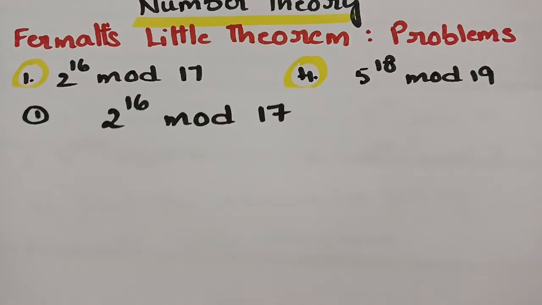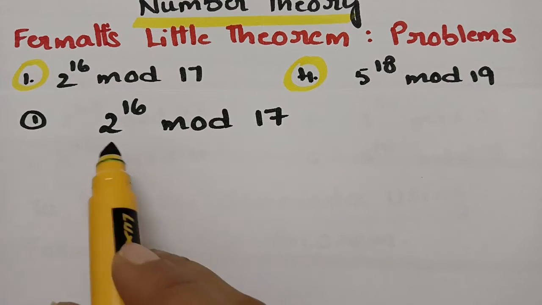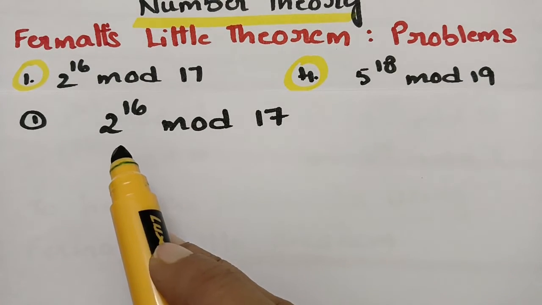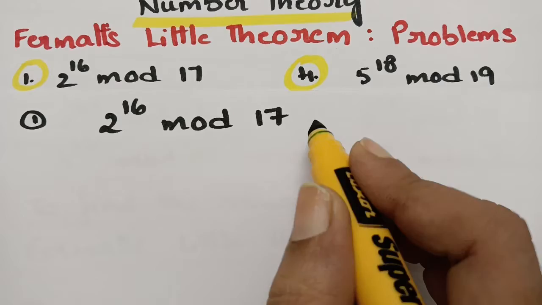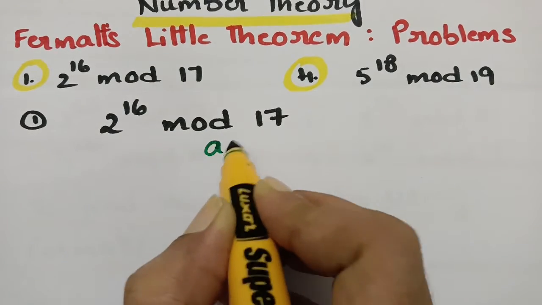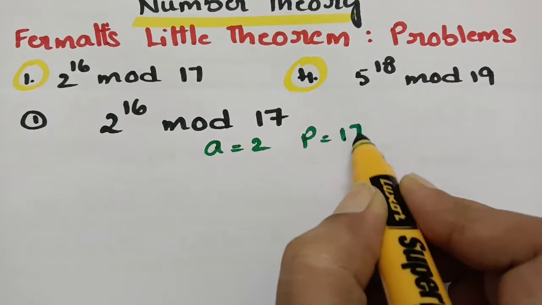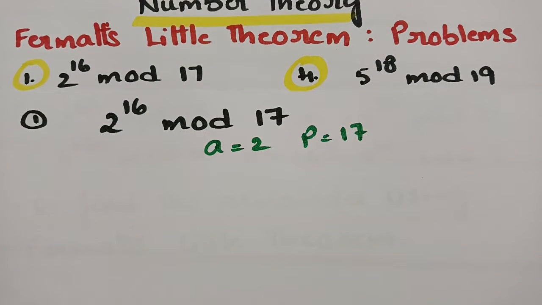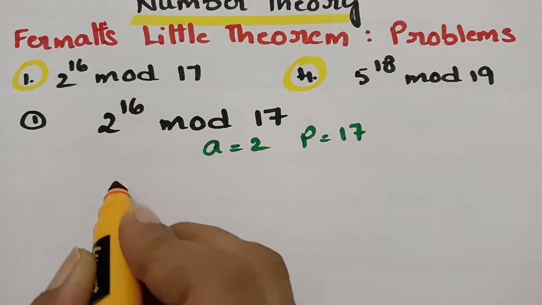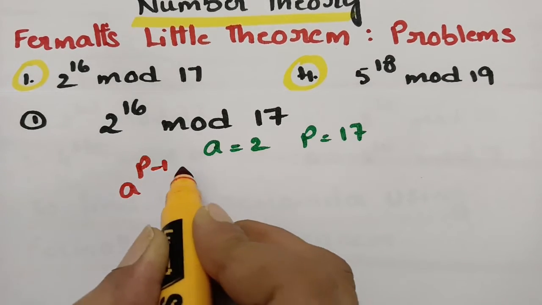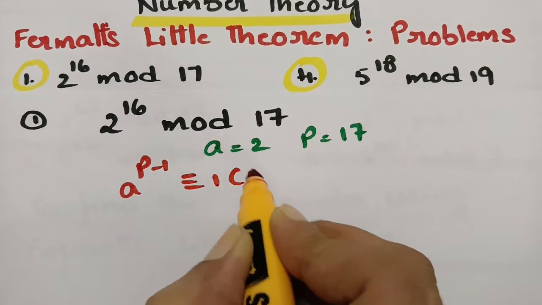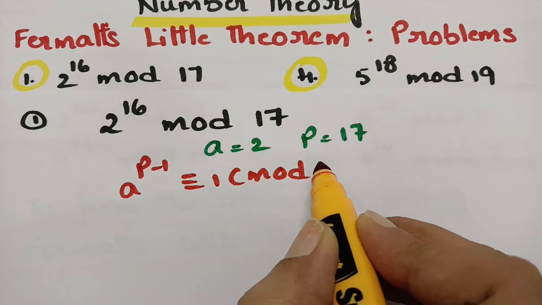See here, the first one is 2 power 16 modulo 17. 2 power 16 is a very big number, and 17 is a prime number. First I am taking a value as 2 and p value as 17. According to our Fermat's theorem, we have a formula ready: a power p minus 1 is congruent to 1 mod p.